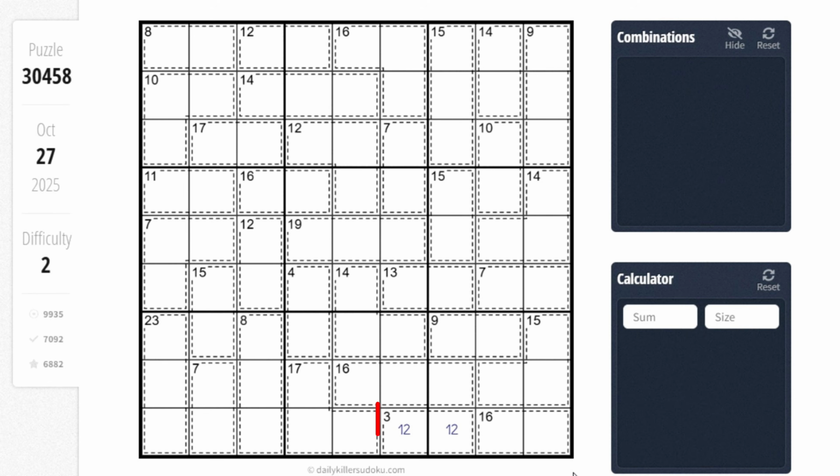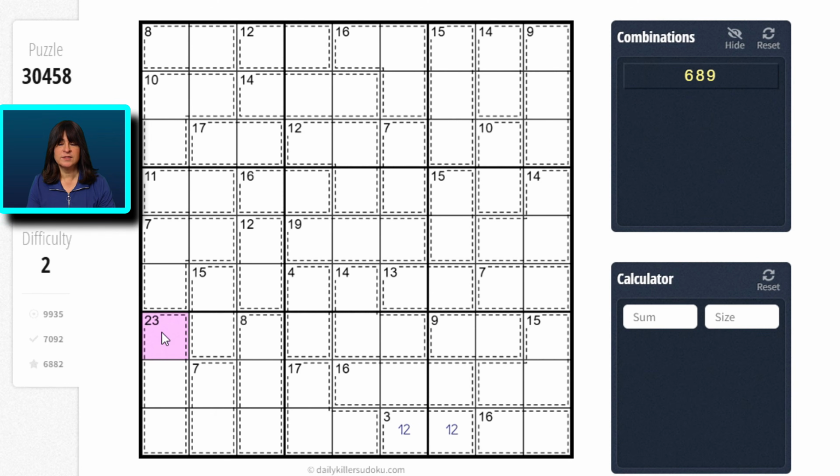Remember, that was the 3. It was an extremely low sum with only 2 cells. So the candidates had to be a 1 or a 2. No other combination will sum to 3. Now let's look at this cage with 23 as the sum for 3 cells. And if we look at the combinations tool, we see that only 6 plus 8 plus 9 equals 23. There are no other combinations, so we can easily put a 6, 8, and 9 in those 3 cells.